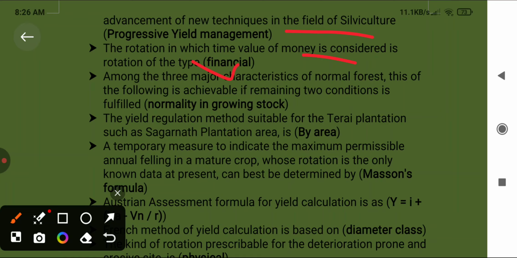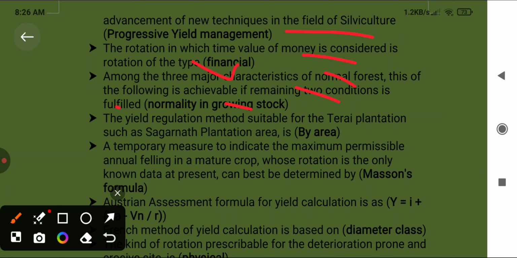Among the three major characteristics of normal forest, which of the following is achievable if the remaining two conditions are fulfilled? Normality in growing stock.